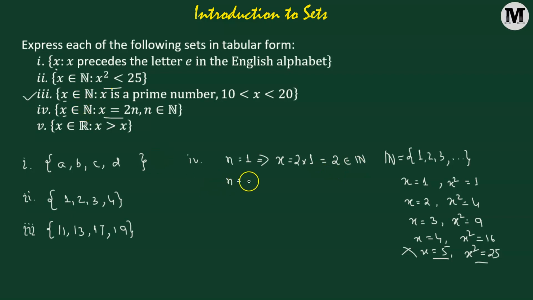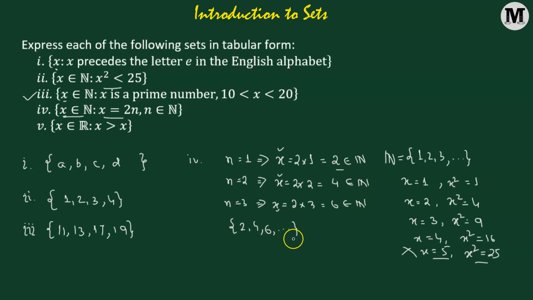Then if we choose n equals 2, we have x equals 2 times 2, which is equal to 4, and 4 also belongs to the set of natural numbers. If we take n equals 3, then x will be equal to 2 times 3, which means it will be 6, and that belongs to the set of natural numbers as well. Now our set in its tabular form: we have to list out all the elements of x. We don't consider the elements of n because it's clearly mentioned that this is a set containing x. The first element came out to be 2, followed by 4, then 6, and the remaining terms.